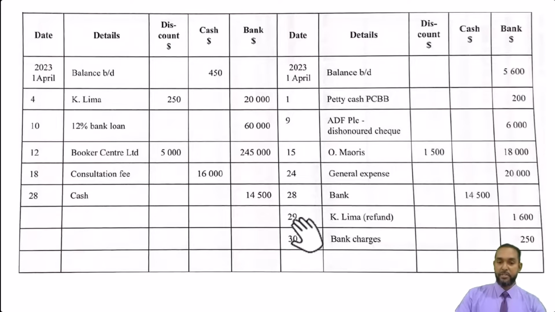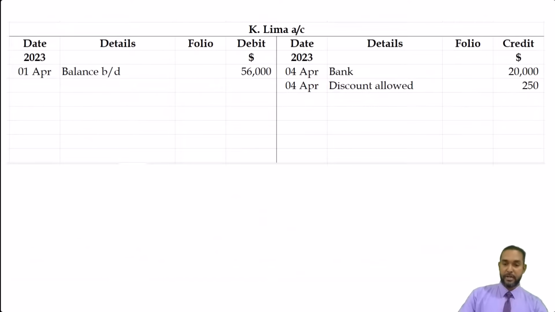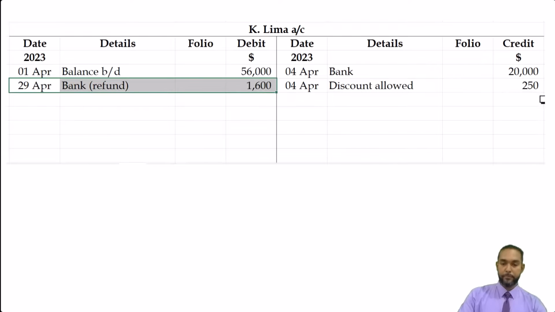And then on the credit side, we have the refund of 1,600 to K Lima. So that's on the credit side in the cash book, so it has to be on the debit side in the K Lima account, right? So we have that going on here. Okay, cool. Right. So now we have to balance off the T account.